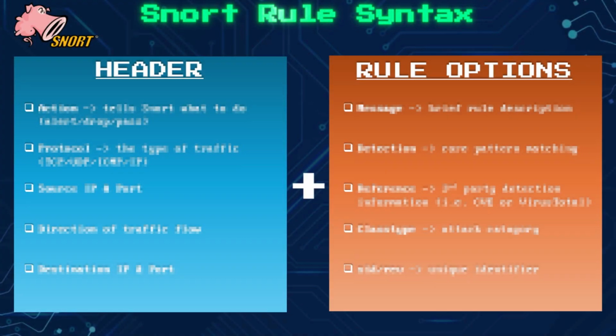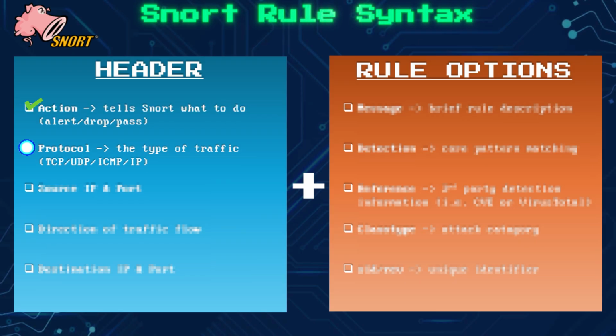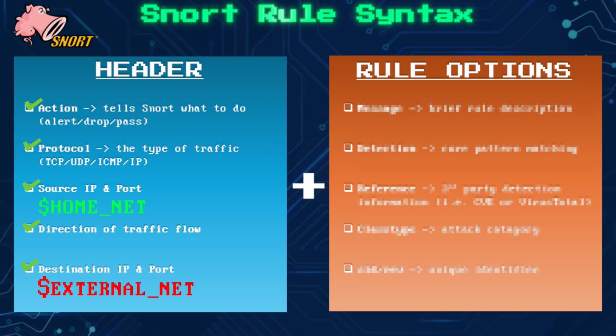Snort rules, sometimes also called signatures, have two main parts, a header and rule options. The header includes action, which tells Snort what to do, alert or drop. Protocol, the type of traffic, like TCP or UDP. Source IP and port, direction of traffic flow, destination IP and port. As an aside, Snort uses common variables like HOME_NET, which is the network you want Snort to protect, and EXTERNAL_NET, which is everything else.